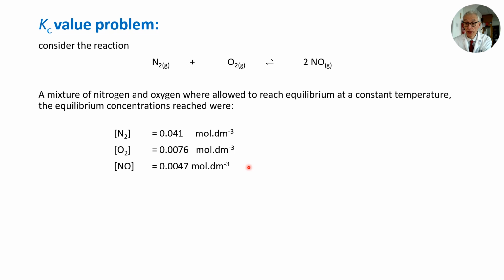Okay, I'm going to reveal. So there is my Kc expression, applying the equilibrium law, putting in the values that are supplied, solving. 0.0709, 3 significant figures. No units.